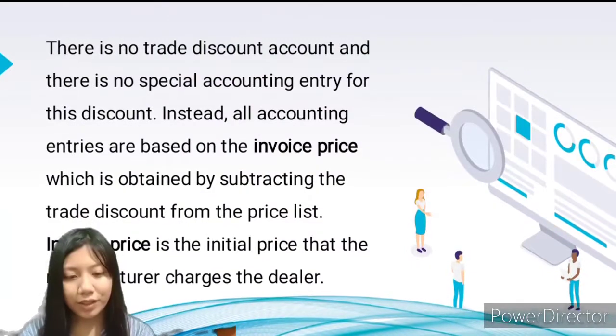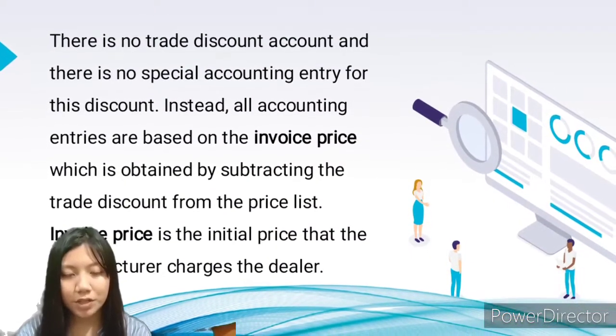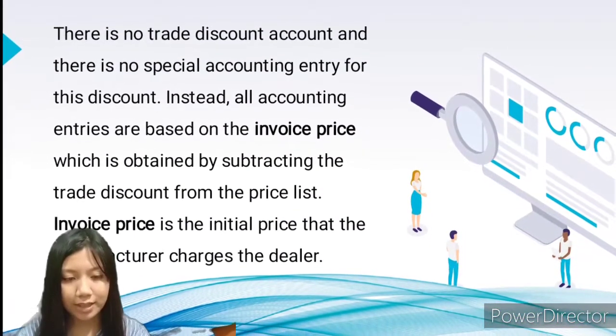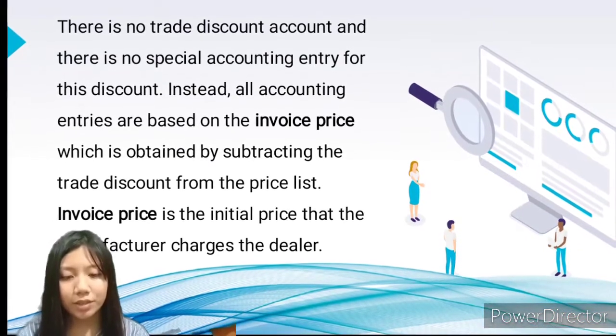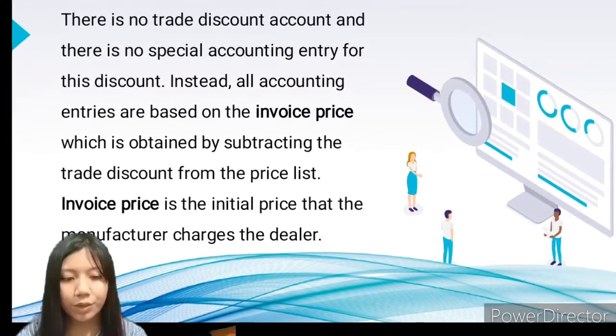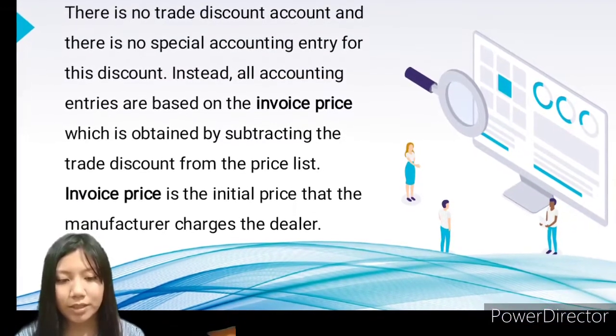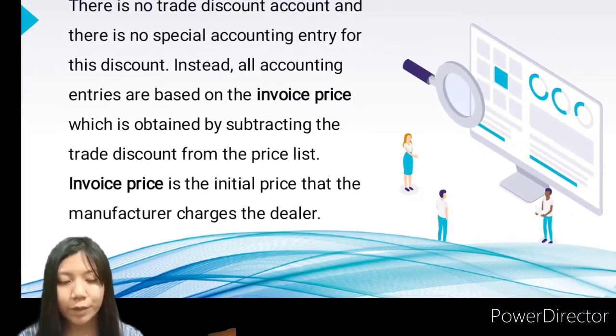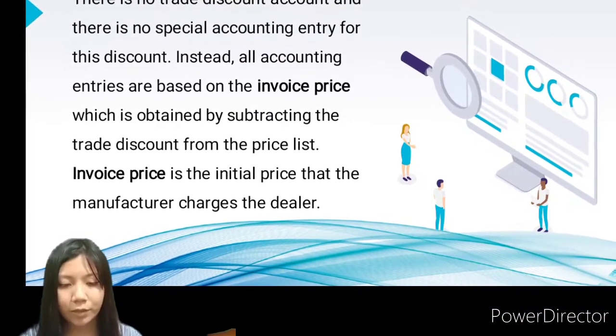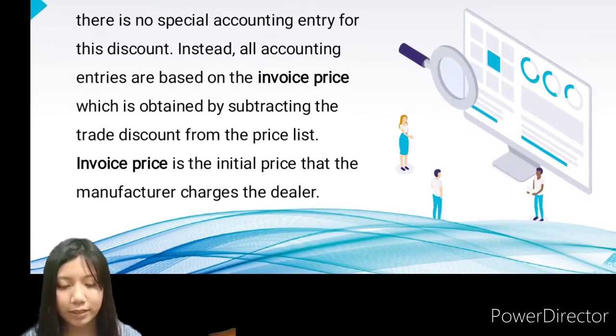There is no trade discount account and there is no special accounting entry for this discount. Instead, all accounting entries are based on the invoice price, which is obtained by subtracting the trade discount from the list price. Invoice price is the initial price that the manufacturer charges the dealer.